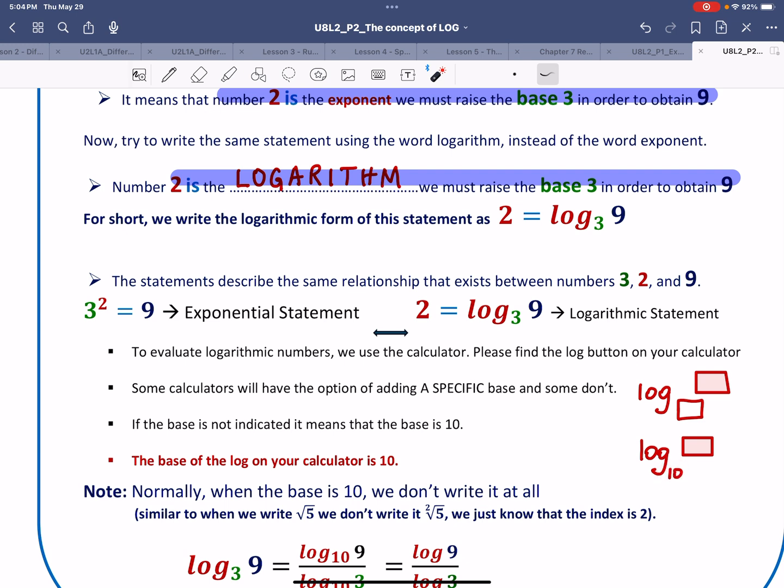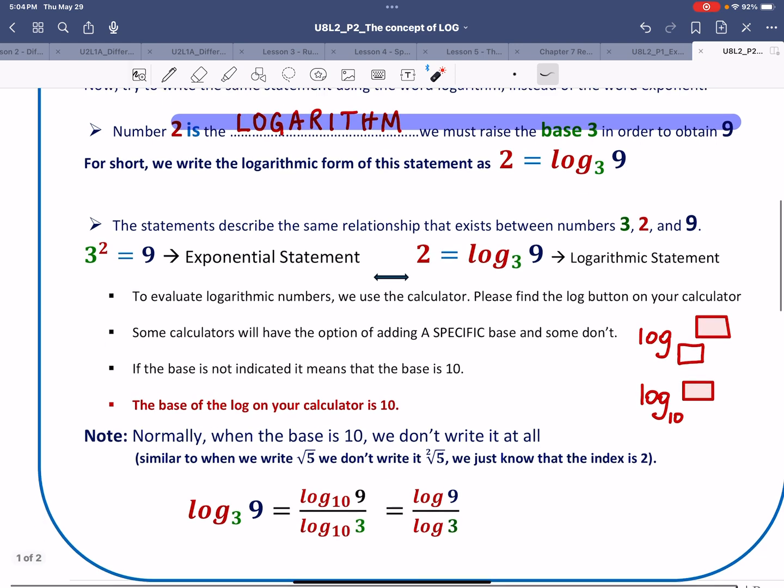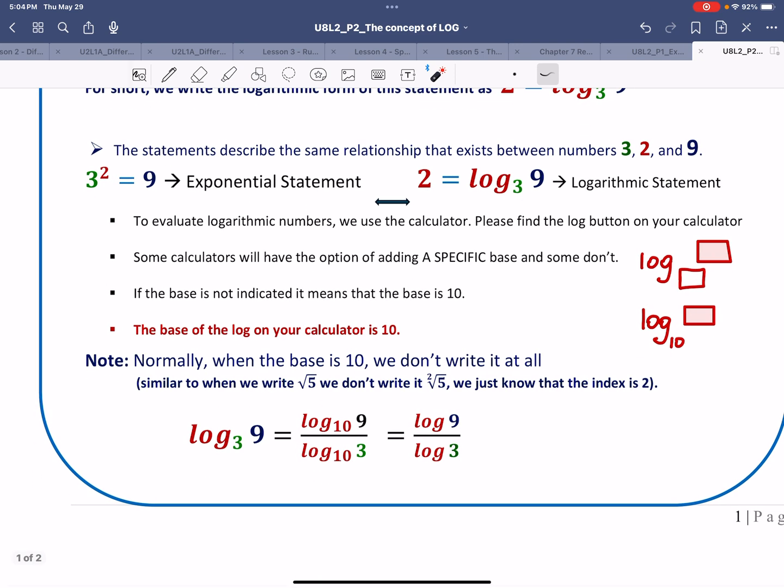It is a little bit similar, but not exactly the same, as when you have number 2. When you don't write the exponent, then you know the exponent is 1. But this is done by agreement, by the way. I want you to think this way just so that you can remember it. Normally when the base is 10, we don't write it at all. And it is similar to when you write square root of 5, we don't write the number 2. So similar idea as I was explaining before.